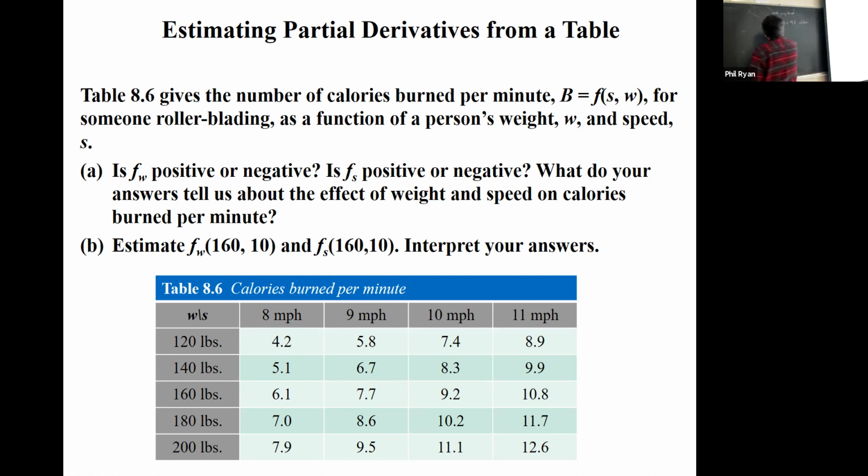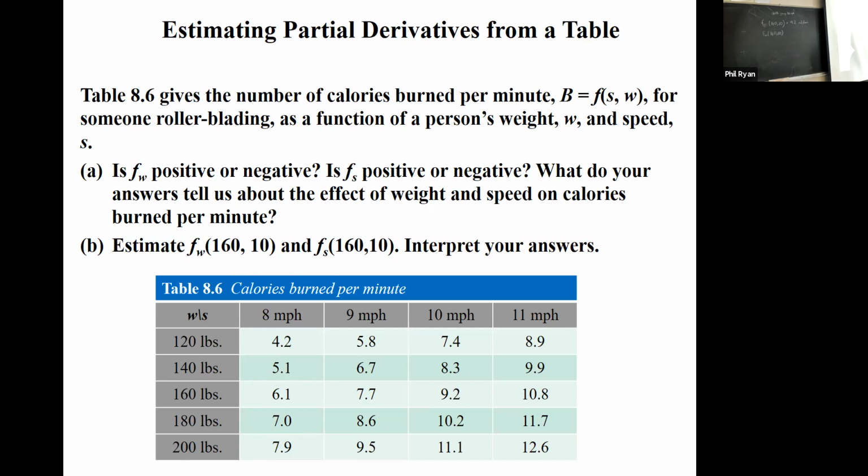So now I want to figure out what F_W at 160, 10 is. So what's happening? Weight is varying. So that means we're in a column. We're stuck in a column. So we're going 10 miles per hour, and we want to figure out if someone weighs an extra pound, how many more calories are they going to burn? So we take our point, we take an interval as small as possible, and we make it the midpoint. So we're looking at these two values here.